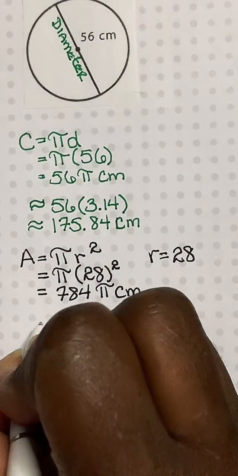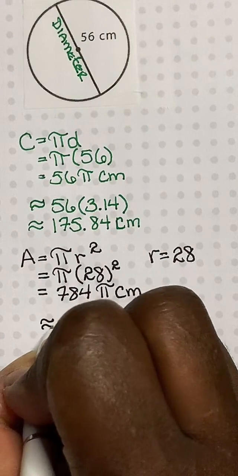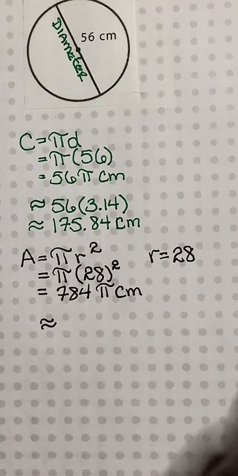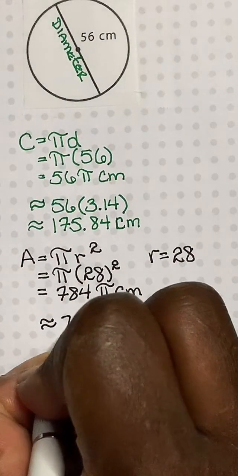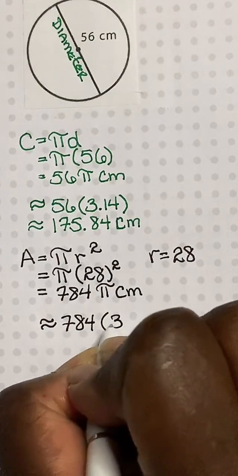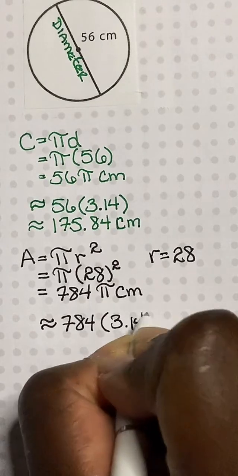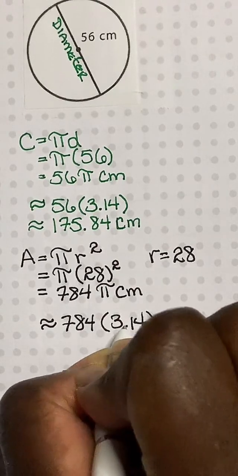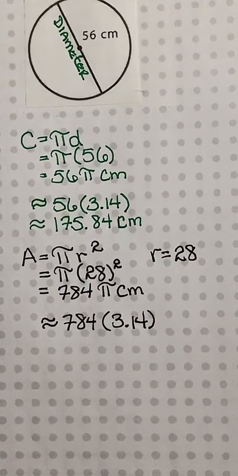But if they want the approximate, we need to take that 784 and multiply it by 3.14. Because remember, we're approximating what pi is going to represent.